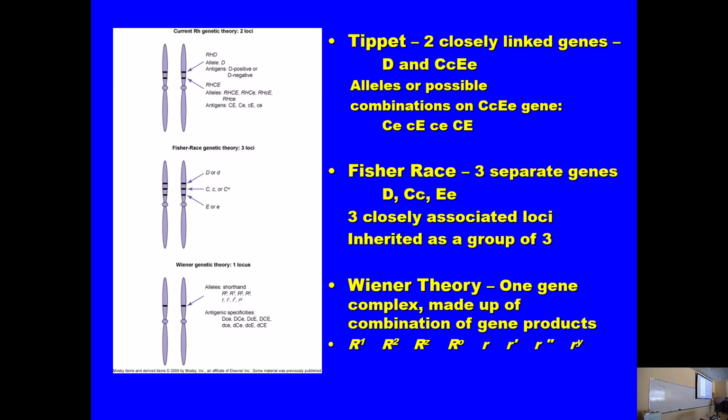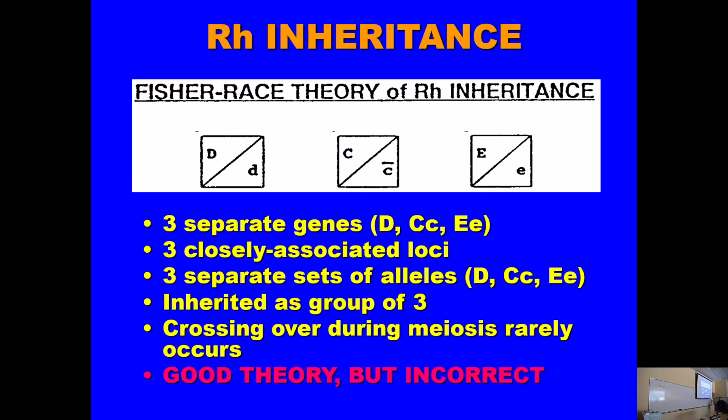Wiener said it was all together. The alleles were all together in one locus. And they've actually found that this is what's actually correct. You have the D and the C and the E, but they're still close together on one chromosome. So here gets into the Fisher-Race one: 3 separate genes, 3 separate loci, closely associated but different loci on the gene, 3 separate sets of alleles, inherited as a group of 3, because very rarely do they have crossing over during meiosis.